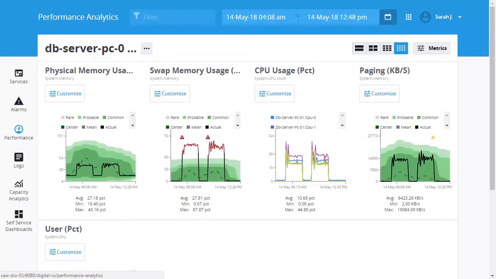Sarah now knows the database server has problems with the swap memory pool, causing excessive paging, which slows down the messaging and archive service.